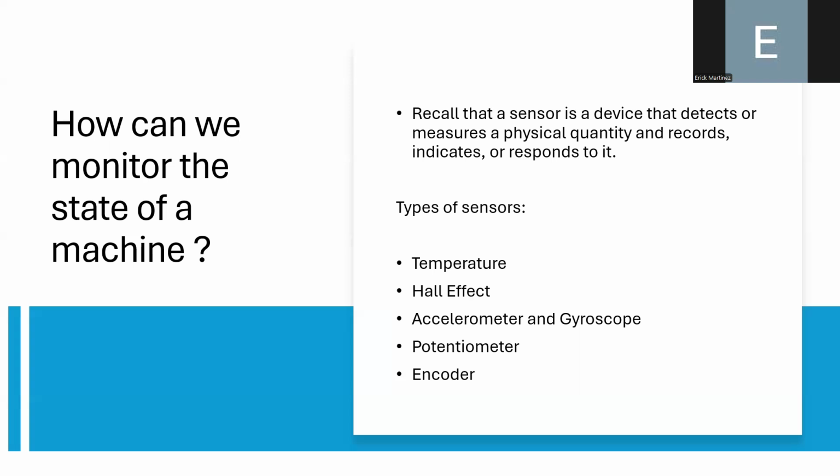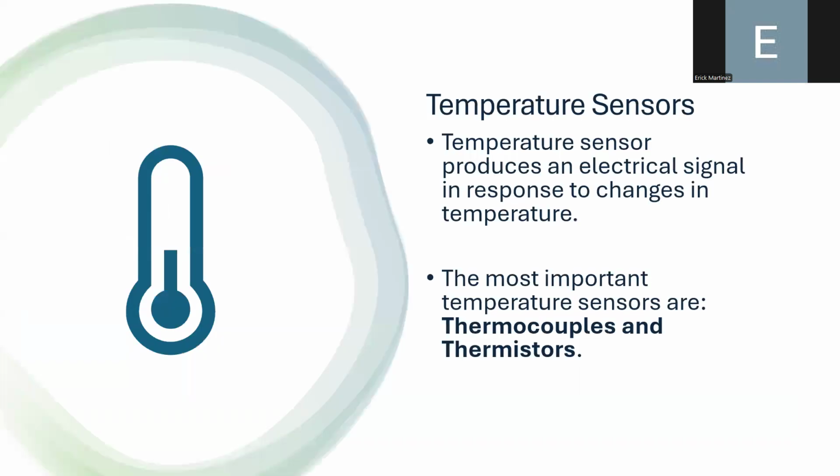And the potentiometer is a variable resistance that we can use to control the power that is supplied to the motor. And finally, the encoder is basically a disk that we can couple to the shaft of the motor and use to monitor the revolutions per minute of the shaft of the motor.